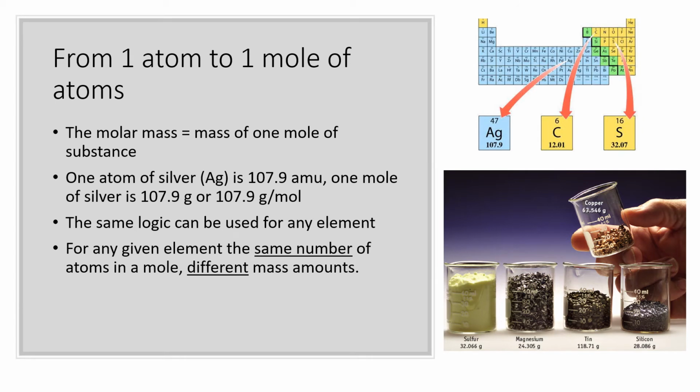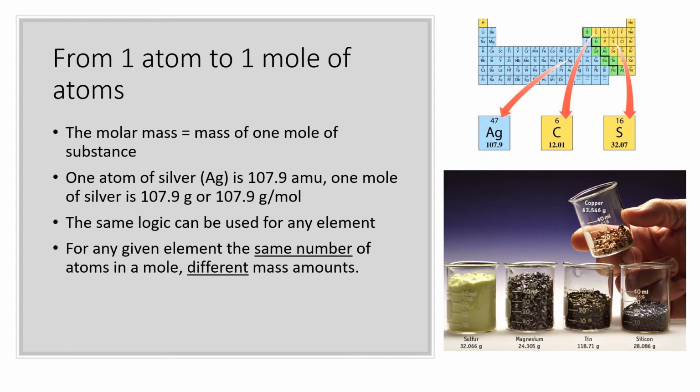In order to give you a more physical sense of what goes on with these mole quantities, we can actually look at this picture on the bottom right here, and we can see what a mole of each of these different elements looks like. We see sulfur, which is this yellow powdery element, and we have a mole of it. A mole of it weighs 32.066 grams.